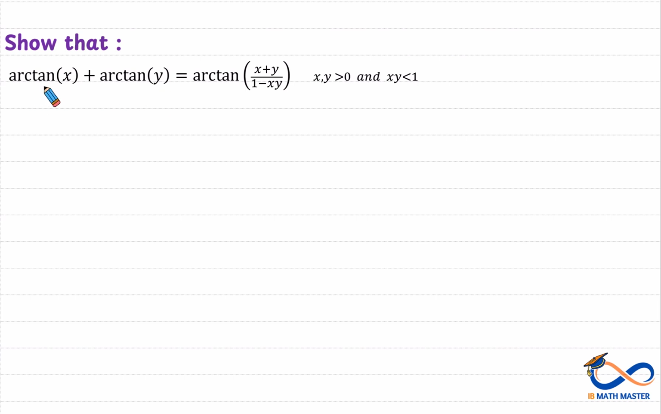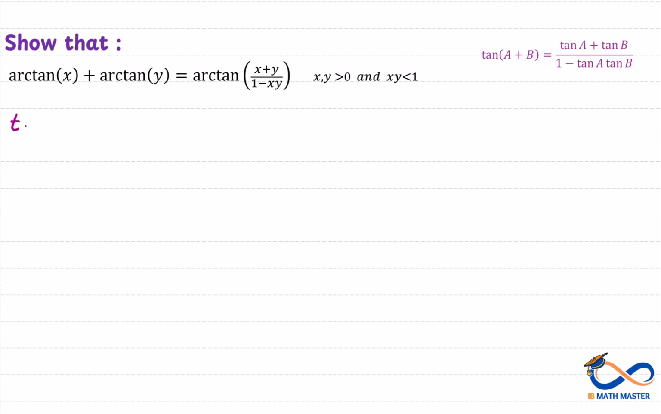We have arctan x plus arctan y equals arctan of x plus y divided by 1 minus x multiplied by y. Now to prove this we will be using this formula here for tan a plus b. This formula is given in the IB Math booklet. So now we will start the proof here by taking tan of the left hand side fully.